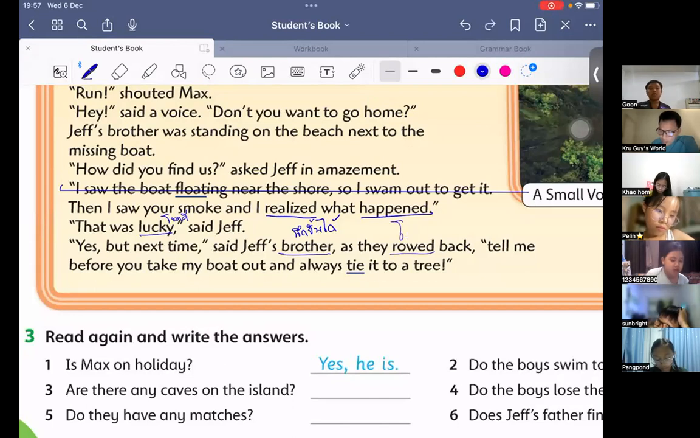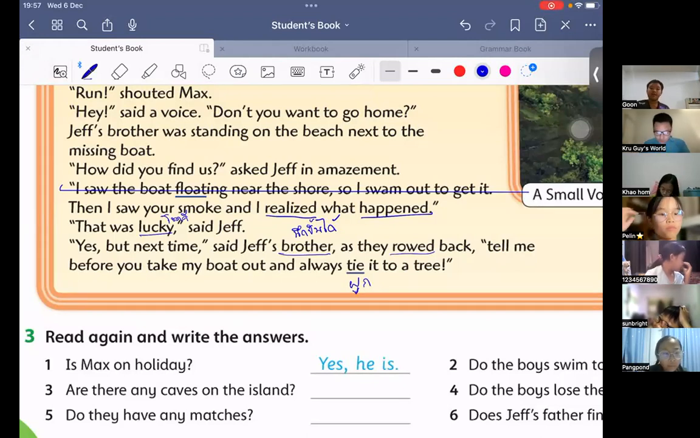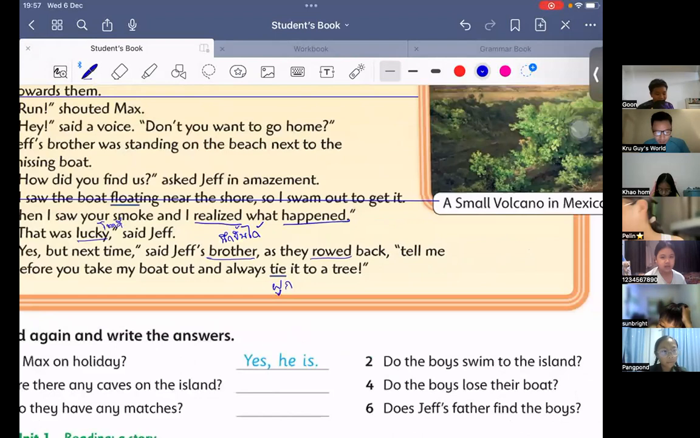Who went back to me before you take my boat out and away. Tie it to a tree. Good job. Okay, come, starting you.